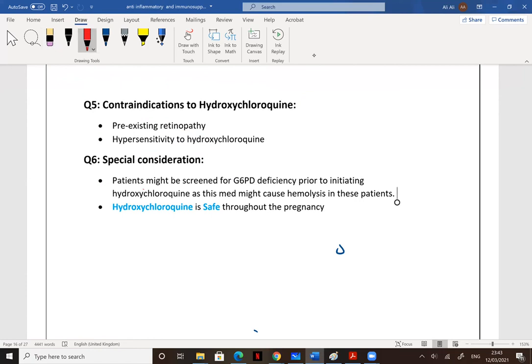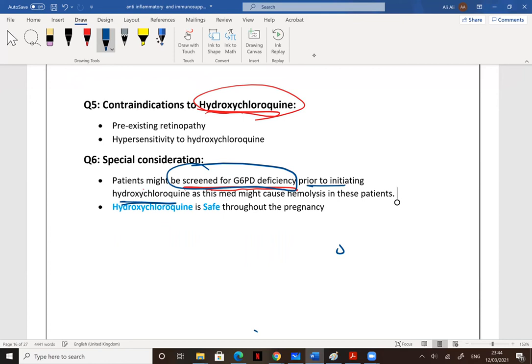If the patient is allergic to hydroxychloroquine, you will not use it. One more thing you must keep in mind: when they give you a scenario and say that the physician will begin this patient on hydroxychloroquine, which of the following screening tests might you consider? What they want you to know is that if you start hydroxychloroquine, you may consider screening for G6PD prior to initiating it, because it might cause hemolysis in these patients. And by this we conclude the section on hydroxychloroquine.